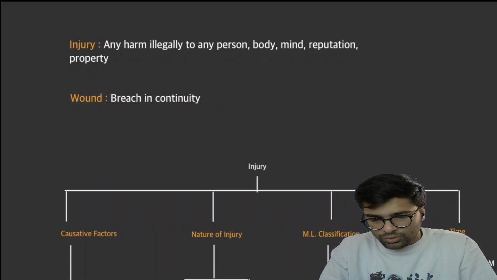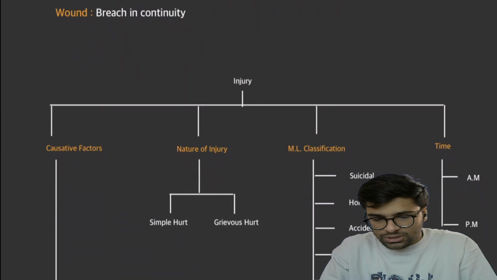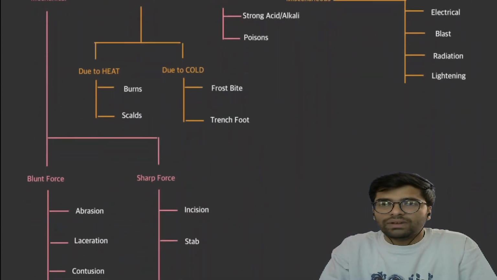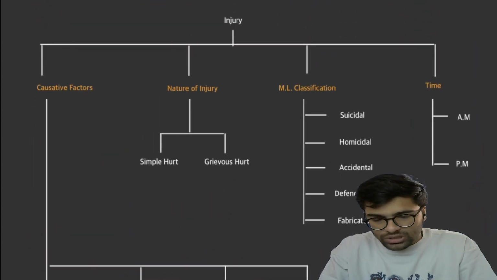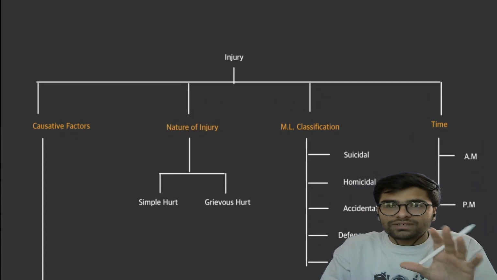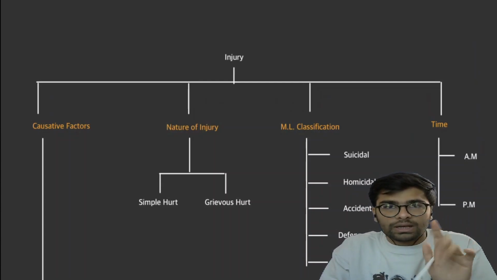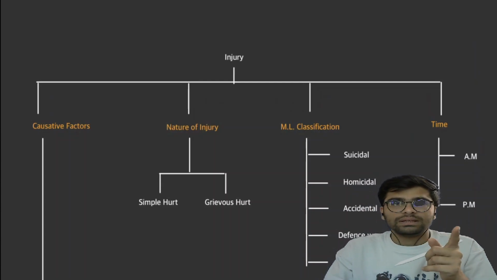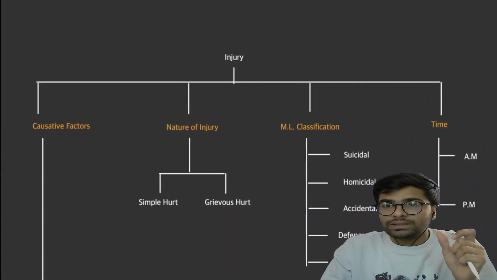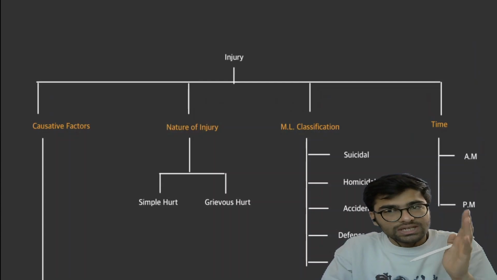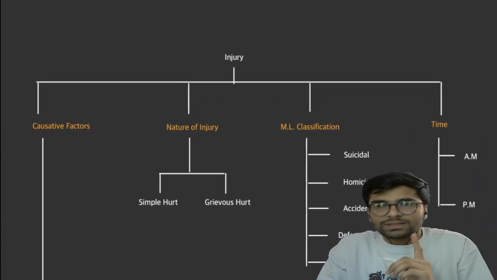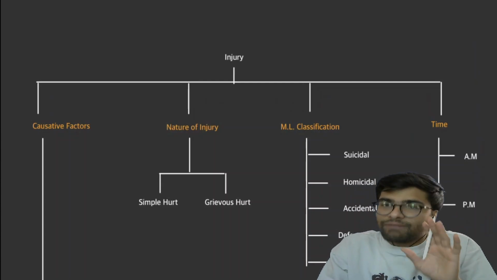Now going through the classification. Now you can see this whole classification. It seems quite monotonous, but this is very simple. We'll go through each of this. Okay, so injury can be classified through four various methods. Like you can see this causative factor, nature of injuries. These are not the types of injuries, but these are the methods through which we can classify injuries into further subtypes. Okay, so going through the first method, and that is based on the causative factors.